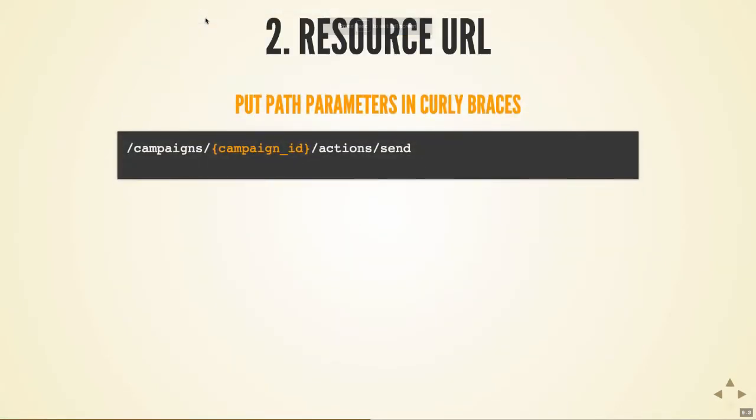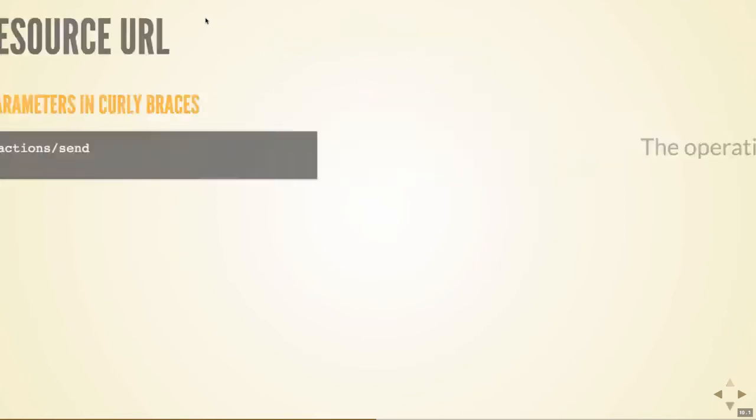Now, in your resource URL, if you have path parameters like this, somebody has to pass in a campaign ID. They're typically set off with curly braces, although not always. And sometimes it's hard to even differentiate what they are. So if you do have the ability to color code them, it helps set them off.